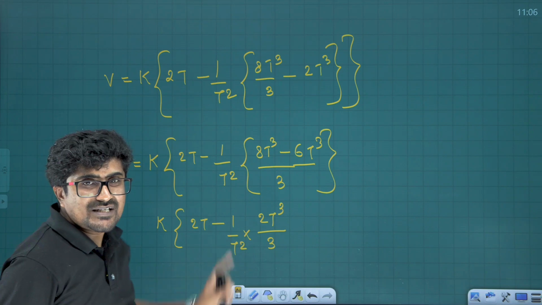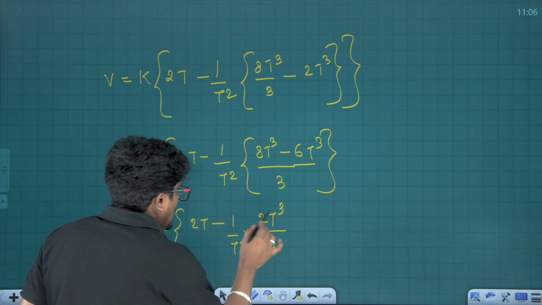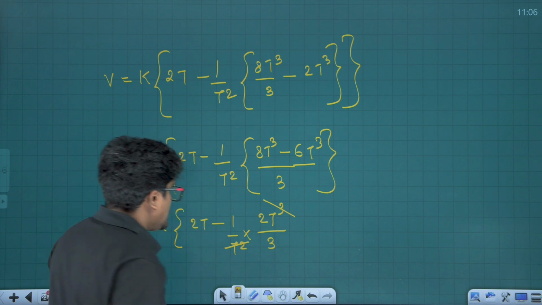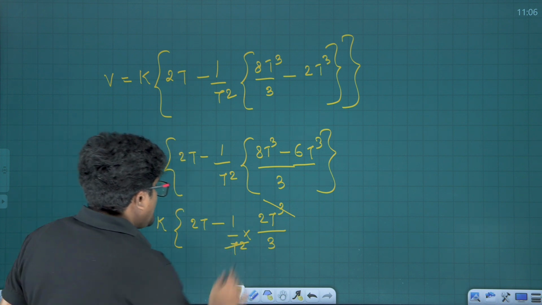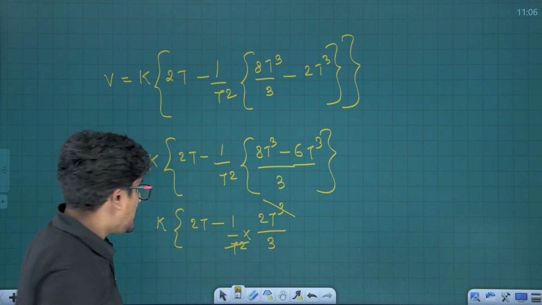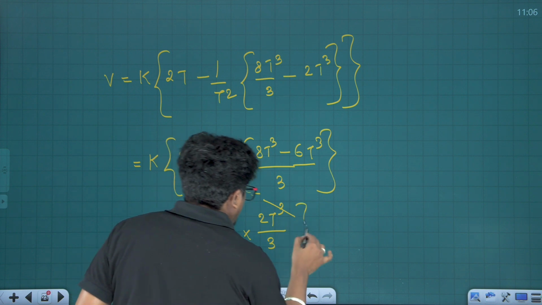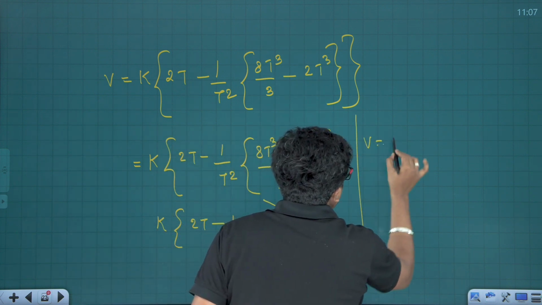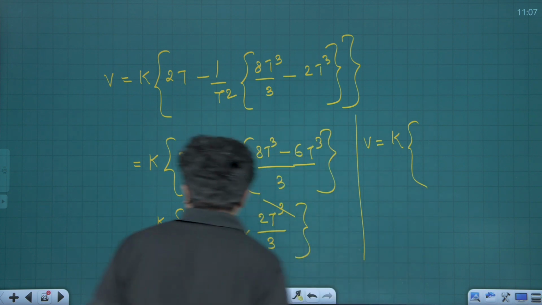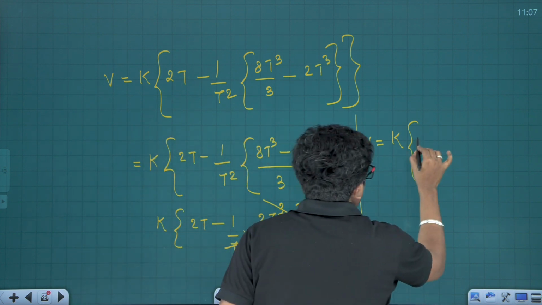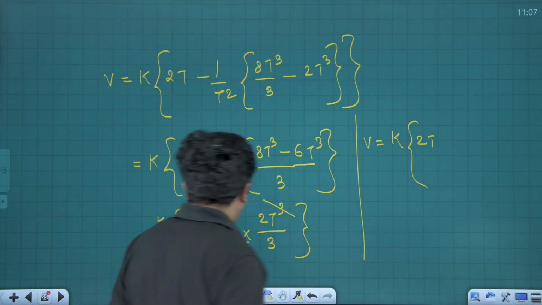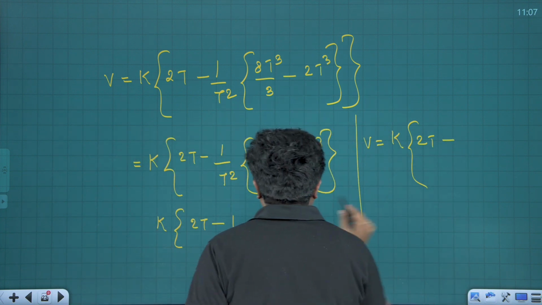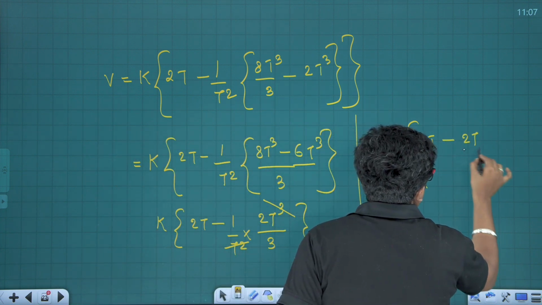8 minus 6 is 2, so 2t cubed by 3. Here t squared and t cubed will cancel, and only this part will be left, isn't it? Now this can be written as v equals k into (2t minus 2t by 3).